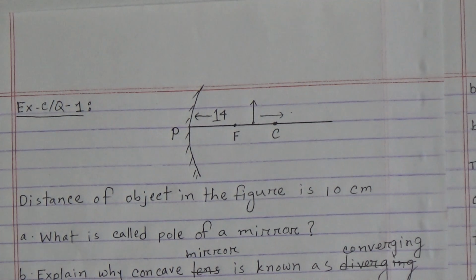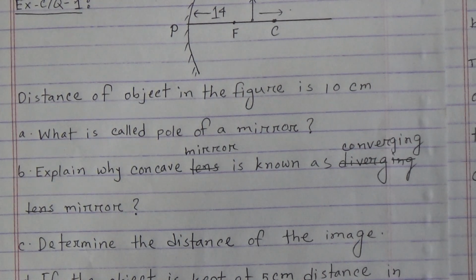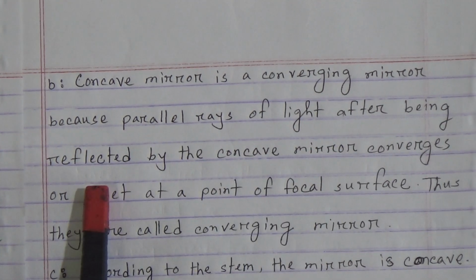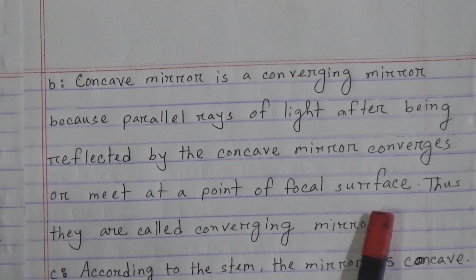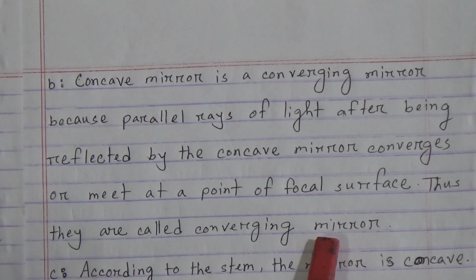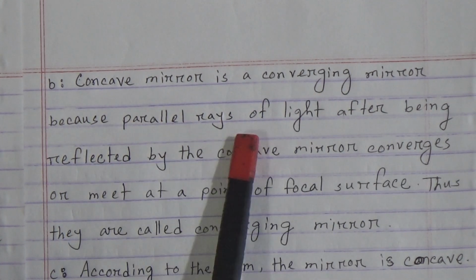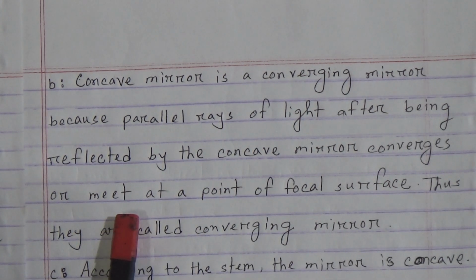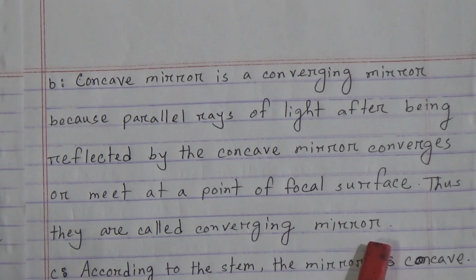Now question number B, explain why concave mirror is known as converging mirror. So we can write like this answer: concave mirror is a converging mirror because parallel rays of light after being reflected by the concave mirror converge or meet at a point of focal surface. Thus they are called converging mirror. I am repeating, concave mirror is a converging mirror because parallel rays of light after being reflected by the concave mirror converge or meet at a point of focal surface. Thus they are called converging mirror.